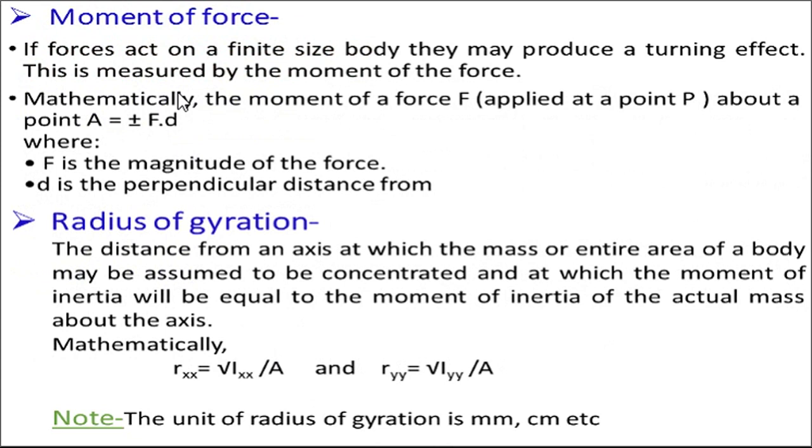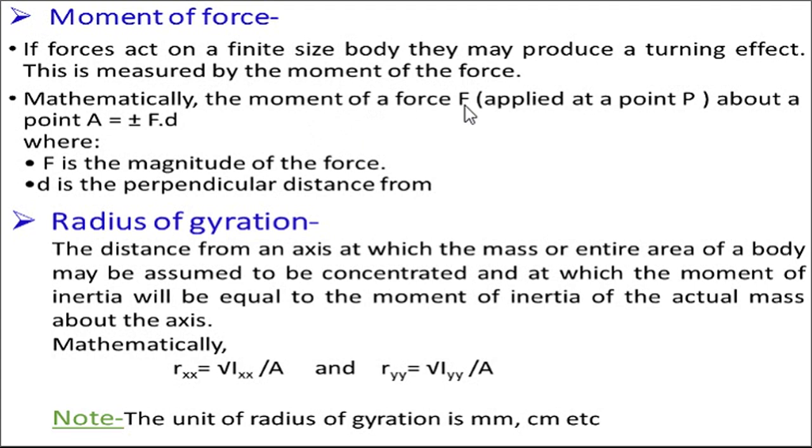After that, there are a few other important terms that we need to understand. The first is the moment of a force. We already know how to determine the moment. If a force acts on a finite-size body, it may produce a turning effect. To find this moment, we take a very finite-size body or very small element, which produces the turning effect, and this is measured by the moment of the force.